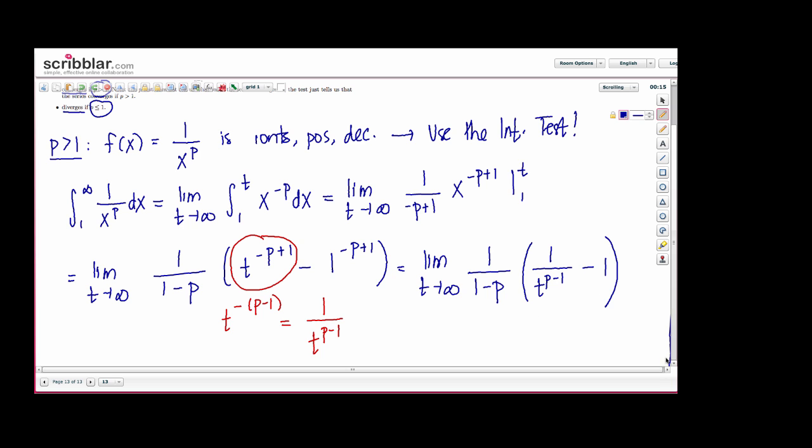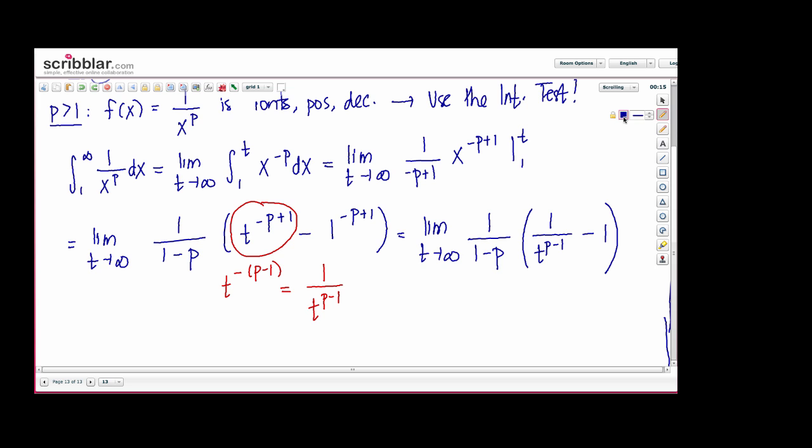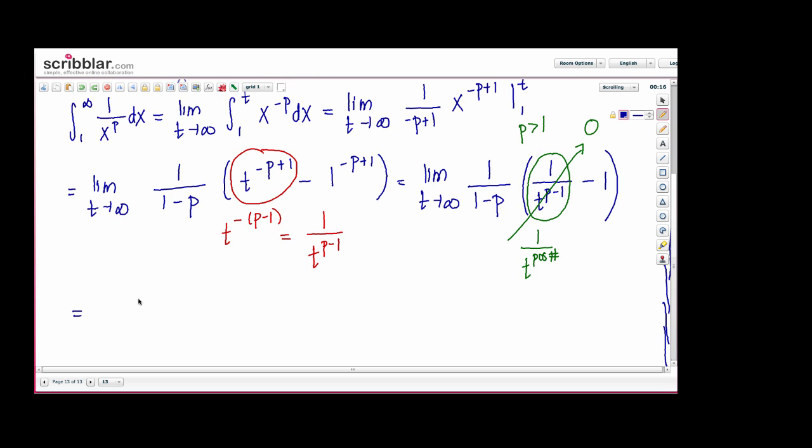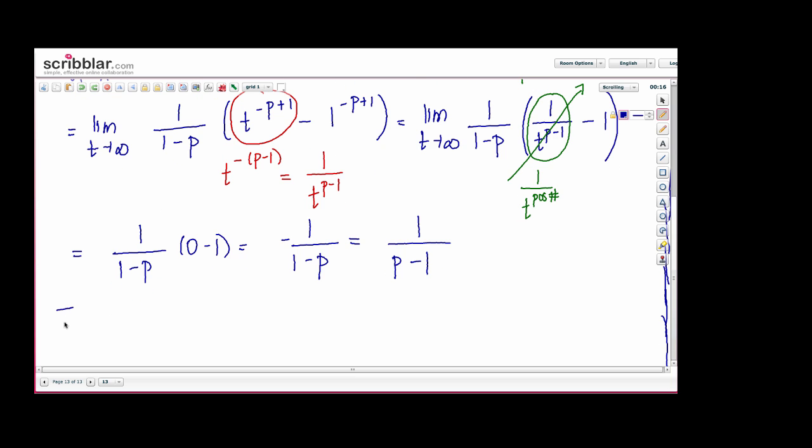Now let's think about what happens as t goes to infinity. For the 1 over t to the p minus 1 term, again, p was greater than 1, so this is 1 over t to some positive number, which means as t goes to infinity, 1 over t to the something is just going to 0. So the limit that we get for our improper integral is 1 over 1 minus p times 0 minus 1, or negative 1 over 1 minus p. In a slightly nicer form, which is how your book writes it, if I multiply top and bottom by minus 1, we just get 1 over p minus 1.